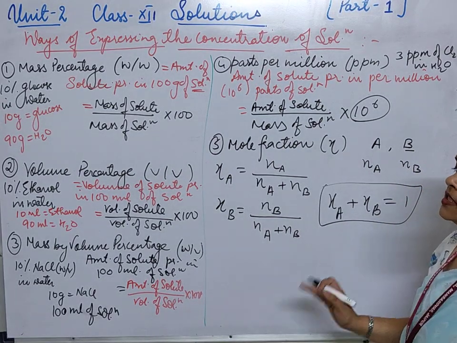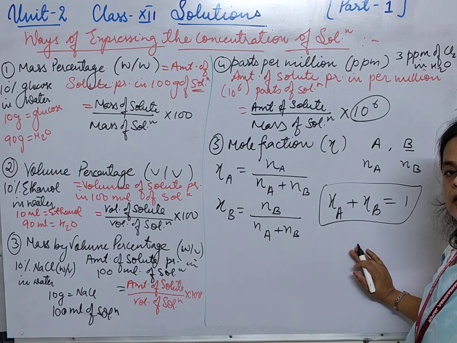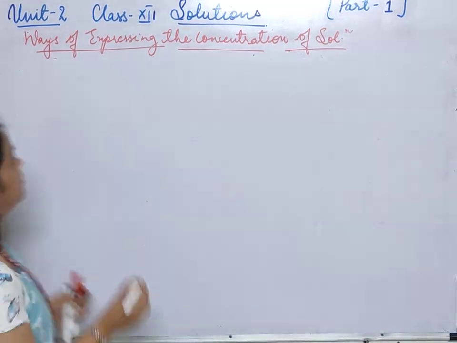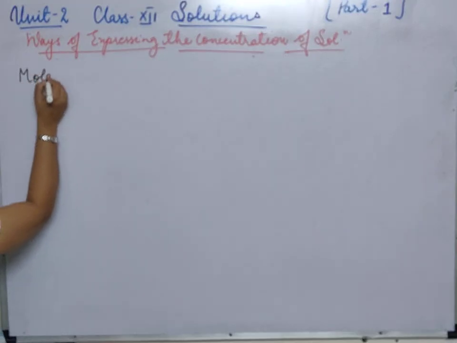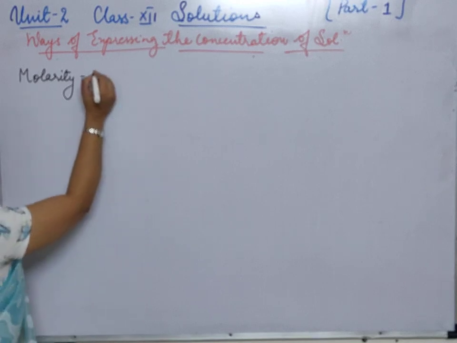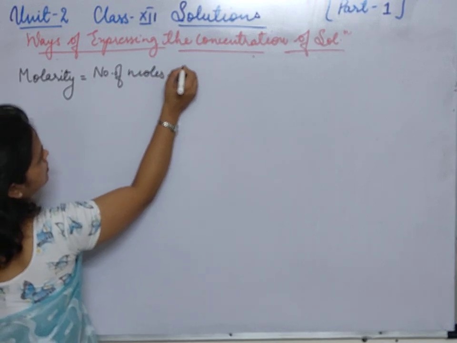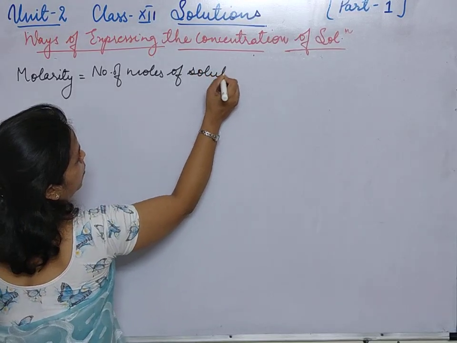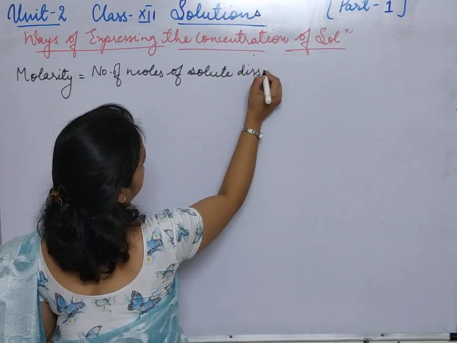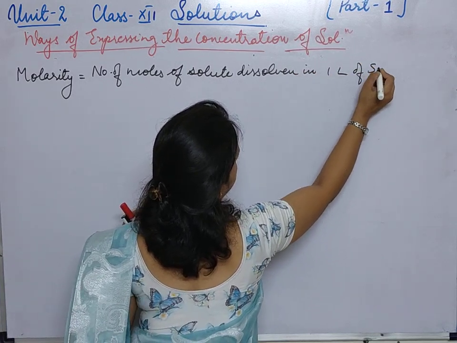Okay, now we are going to discuss three important terms, that is molarity, molality and normality. So the first one we are going to discuss is molarity. Students, what is molarity? Number of moles of solute dissolved in 1 liter of solution.